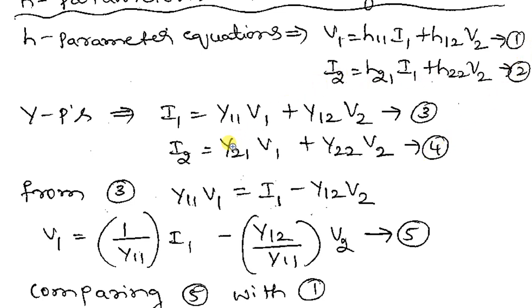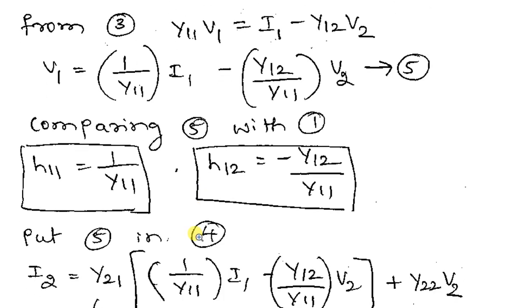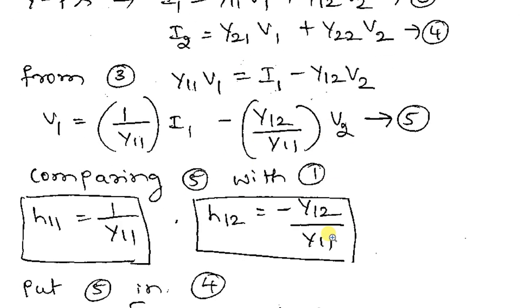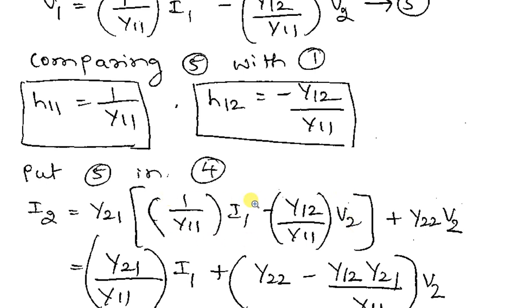Now compare equation number 2 and 4. I2 is there. Here V2 is there, here also V2 is there. Here I1 is there, here V1 is there. So V1 is there instead of I1. So for equation number 4, you substitute the value of V1 from equation number 5 here: y21 multiplied by this full expression, which is actually V1 we got.